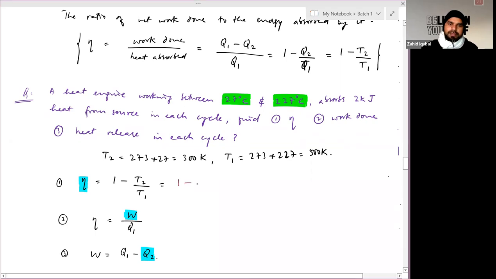So it will be 1 minus T2 over T1. T2 we have 300 Kelvin, T1 we have 500. So 0 and 0 will cancel out. So 5 minus 3, it will be 2 by 5. That is 0.4 or 40%.